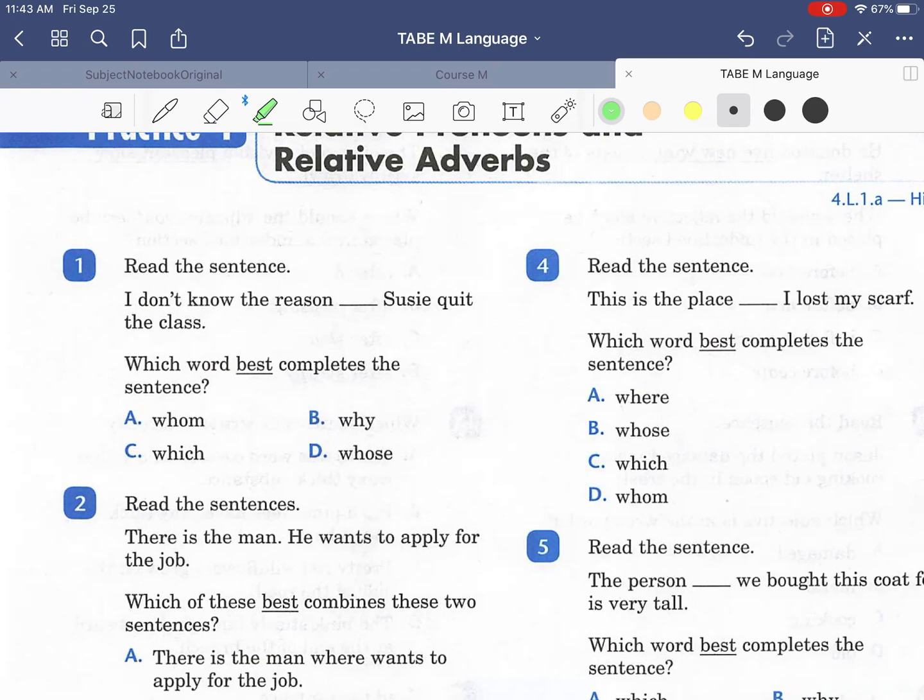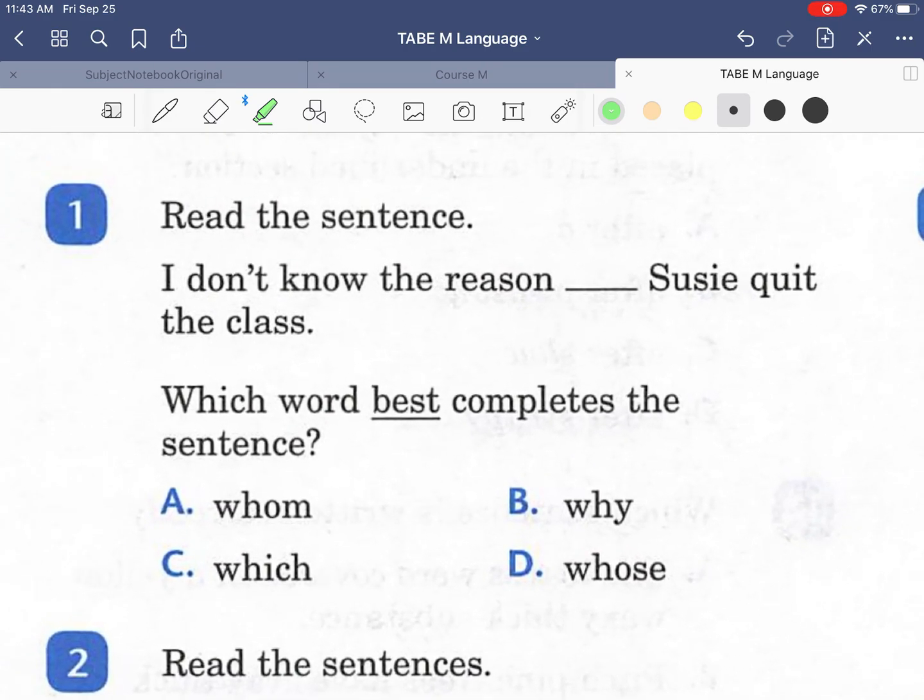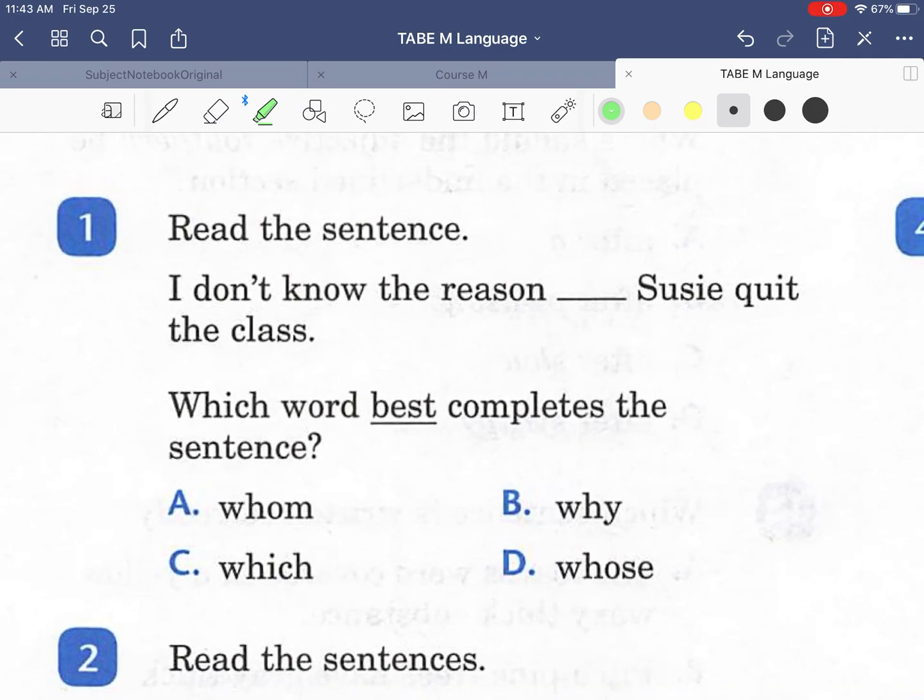And if you have your memory piece out there with you, that will help you also as we go through this. So number 1 says to read the sentence. I don't know the reason blank Susie quit the class. Which word best completes the sentence? Whom, why, which, or whose? So let's think about what this sentence is connecting. Reason. Susie quit the class.